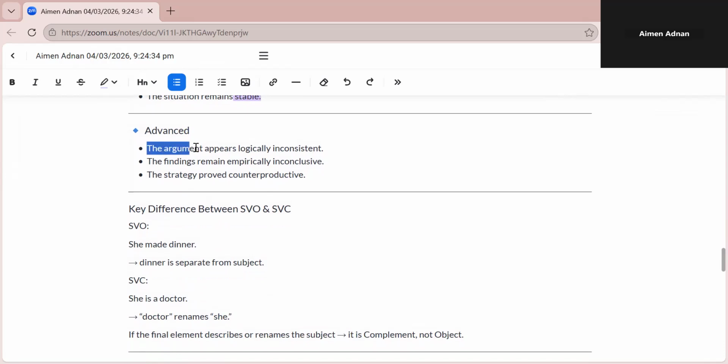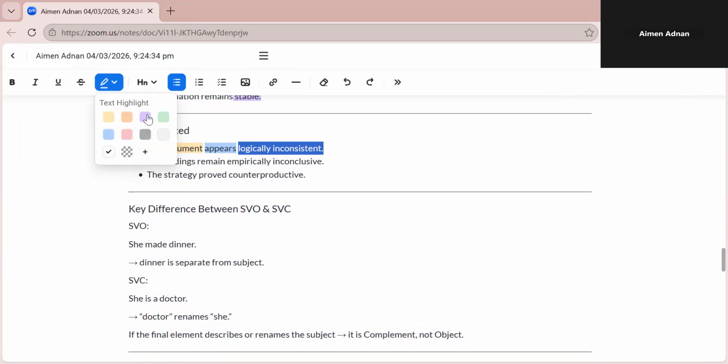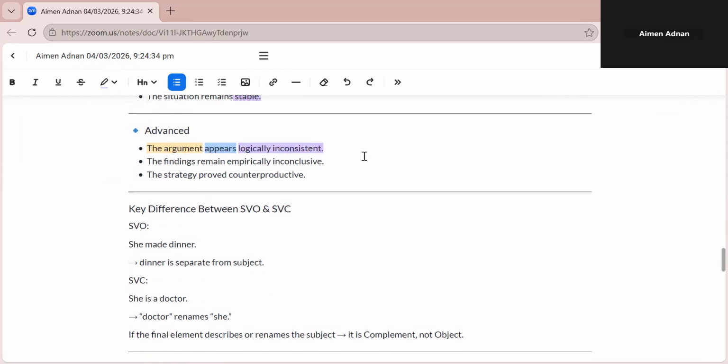The first is: the argument appears logically inconsistent. Now the argument is a subject, appears is your linking verb, and logically inconsistent is the complement. Now you can see that your complement is not just a single word, it is actually a compound. Yes, your complement can be a whole phrase, a single word, or more than two words. So there's no limit to the amount of complement that you add.